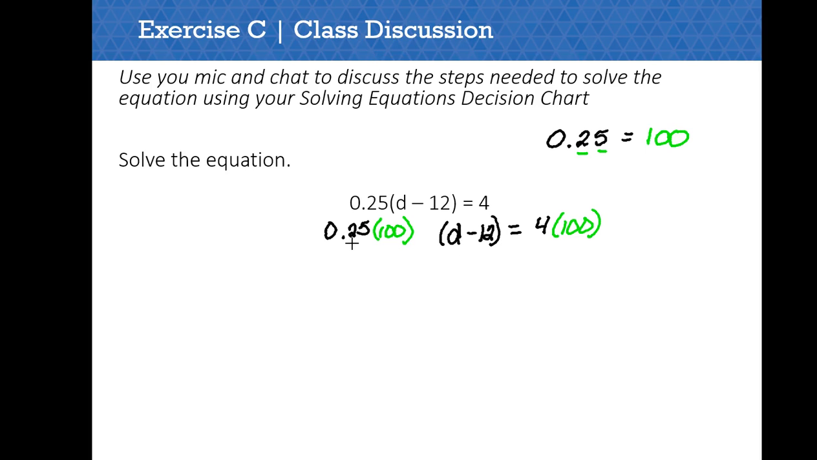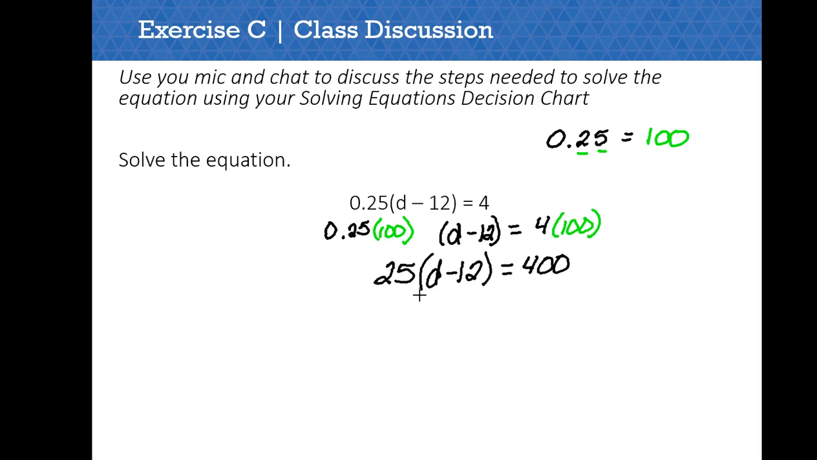Now, when I multiply 100 times 0.25, the reason I'm doing that, just like I multiplied by the LCM, is because it gets rid of the decimal. So now I have the number 25, and that's going to be what I multiply by the d minus 12. And then 4 times 100 is going to be 400. So there's what I've got. That was step number 1, which was decimals multiplied by the largest place value.